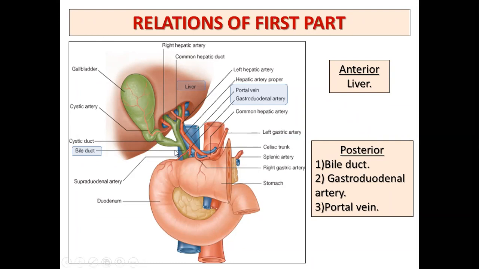Posteriorly, if you can see here, this is the bile duct going behind the first part of the duodenum. Then we have the gastroduodenal artery, an artery which is going down. Then the portal vein, the big large vein behind, which is going and supplying the liver. So these are the three structures which are posterior: bile duct, then the gastroduodenal artery, and behind that is the portal vein.